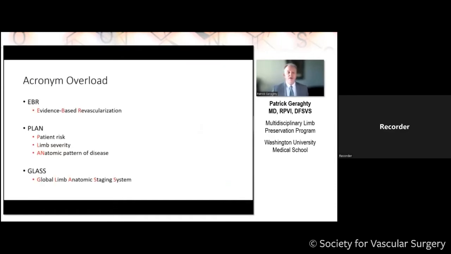I did want to address several of the acronyms found within the global vascular guidelines that are pertinent to this presentation. EBR stands for evidence-based revascularization, which is our approach to the clinical treatment of chronic limb-threatening ischemia. PLAN refers to the three-pronged assessment of patients for revascularization, where we consider patient risk, the severity of the limb disease, and the anatomic pattern of disease. Finally, GLASS refers to the global limb anatomic staging system, which considers the severity of disease throughout the entire path of revascularization.